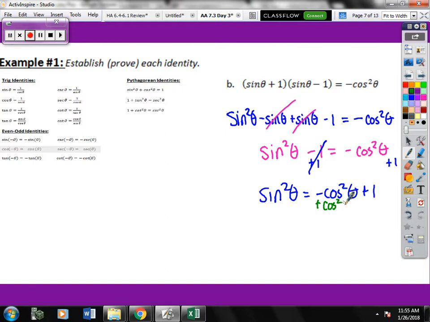So then we would add cosine squared. And then you have the identity: sine squared plus cosine squared equals 1. Last step is that sine squared plus cosine squared is 1, therefore 1 is equal to 1.